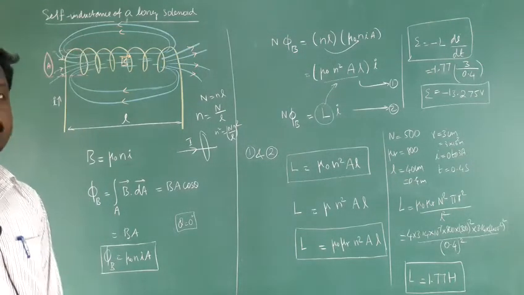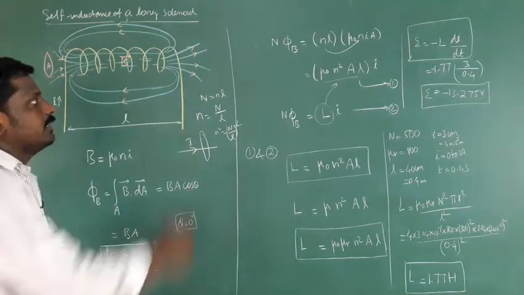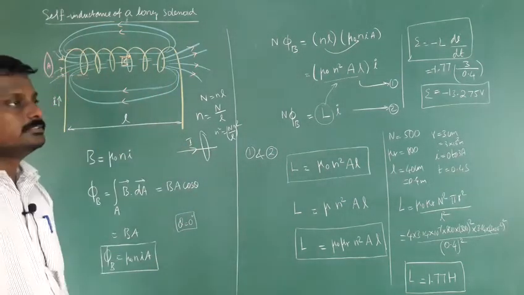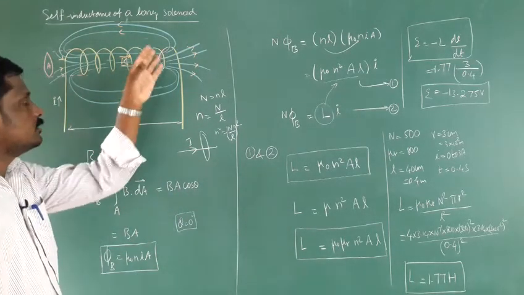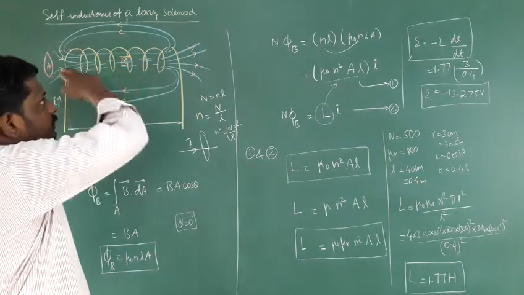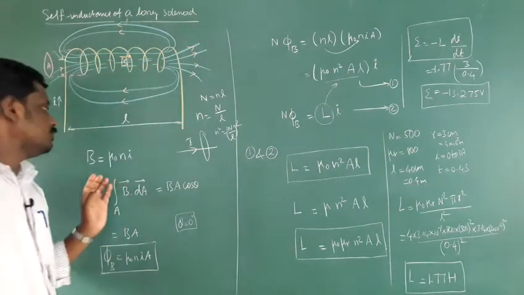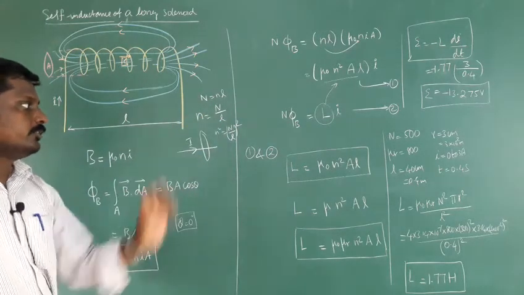In this class we are going to discuss the self-inductance of a long solenoid. Consider a solenoid of length L and area of cross section A, with N turns, and current I flowing through the solenoid. Due to the current flow there is a magnetic field around the solenoid. The magnetic field at the center of the solenoid is B equal to mu 0 n I, where n is the turn density, that is the number of turns per unit length.